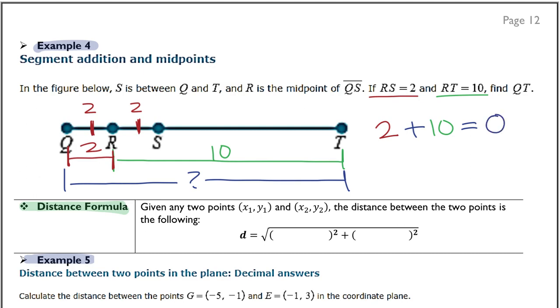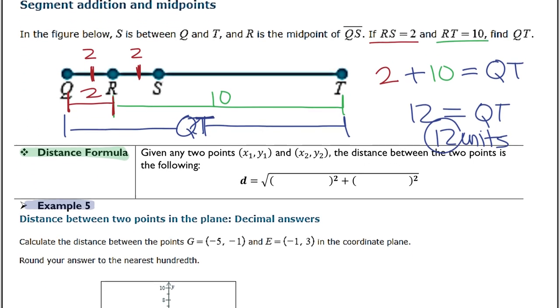The way to write that is the length of segment QT is just like that. So we're going to write this as QT here. So in this case, we just add the two together, which is in fact 12 is equal to QT, and that would be 12 units for that final answer.